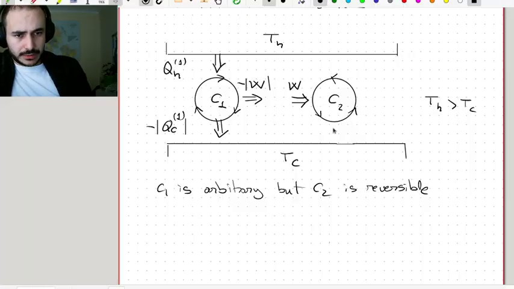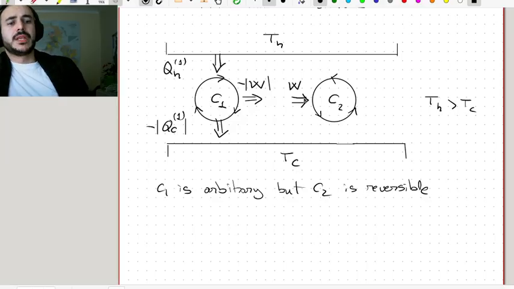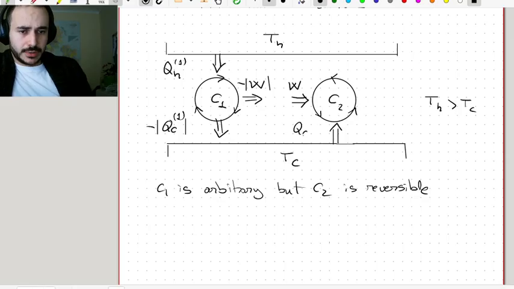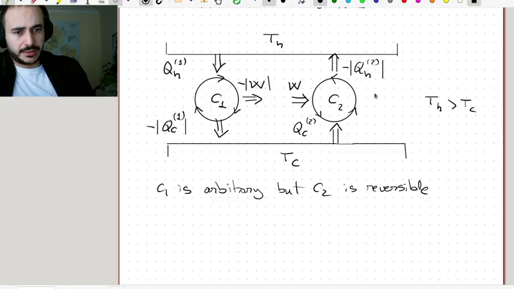Don't like this arrow, let's make it better. Okay, so what happens when you run in the counterclockwise direction in the VP representation? You draw some heat from the coldest bath, which is Q cold 2 in this case, which is different. In this case it's positive. And then you release some heat into the hottest bath. So Q hot 2, and this is heat released, so it's going to be negative from the point of view of cycle 2. Okay, fine.